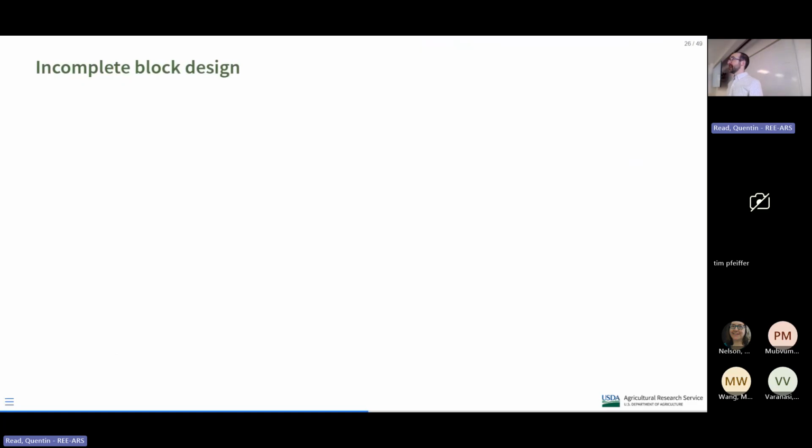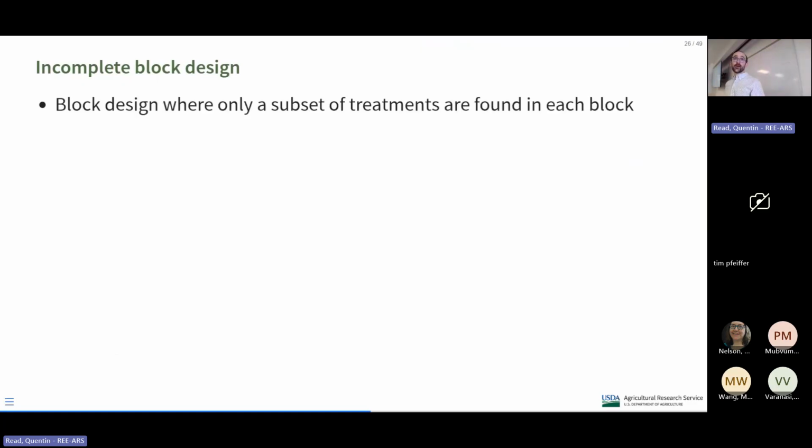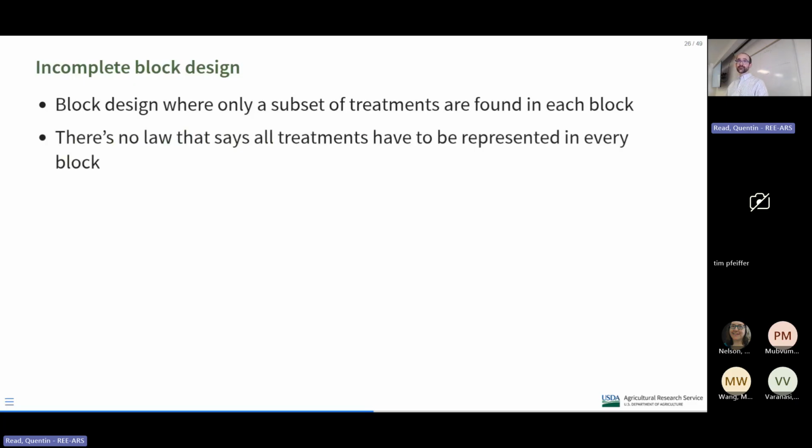An incomplete block design can be better than an RCBD. That's a block design where each block is not necessarily a complete replication. It's only got a subset of the treatments in each block. There's no rule or law that all treatments have to be in every block.